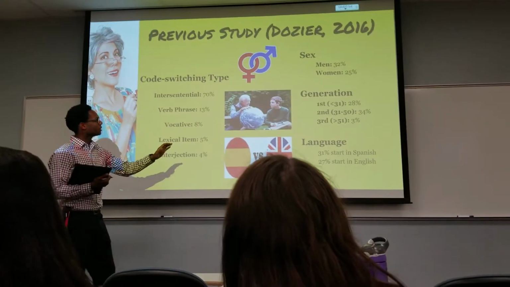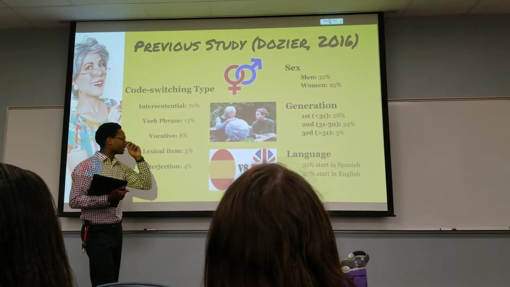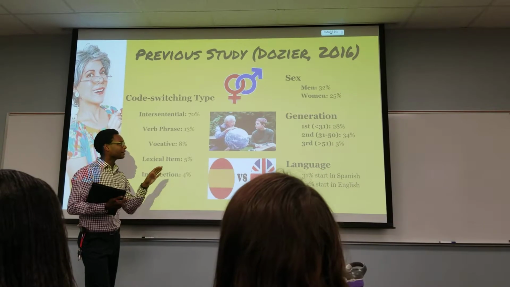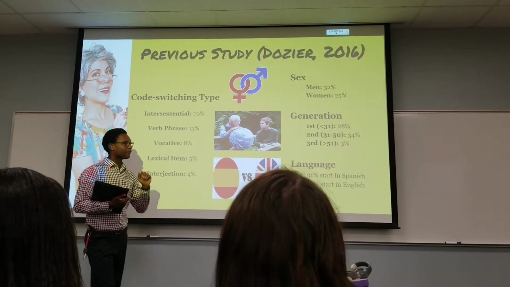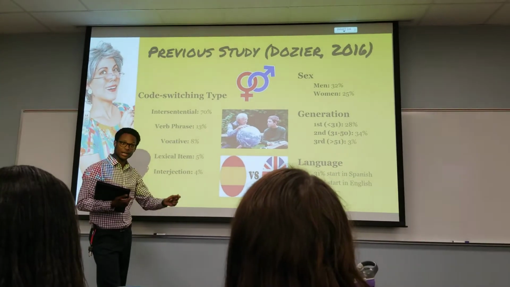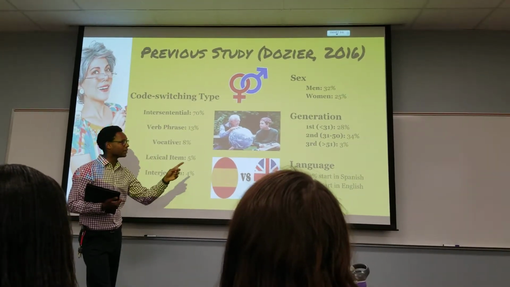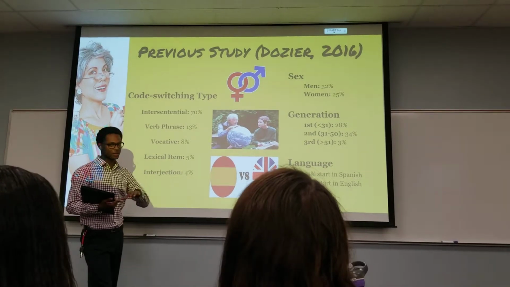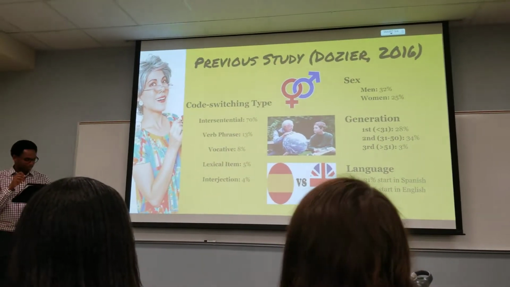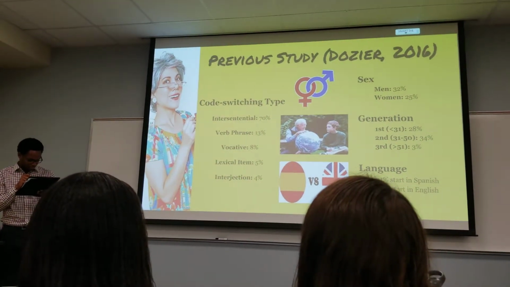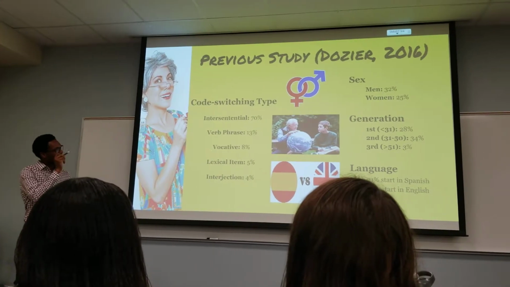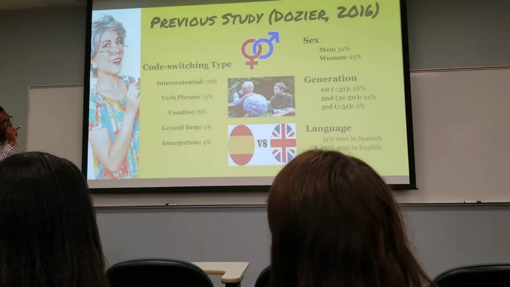And then she broke it down by language as well, where basically she's saying, out of all the turns that were made, 31% of them that involved code switching started in Spanish and then switched to English. So Spanish was the first language that they spoke, and then they switched to English. And then 27% started in English and then switched to Spanish. Does that make sense? Okay. Yeah, so just keep in mind, the second generation did most of the code switching, and men did most of the code switching as well.